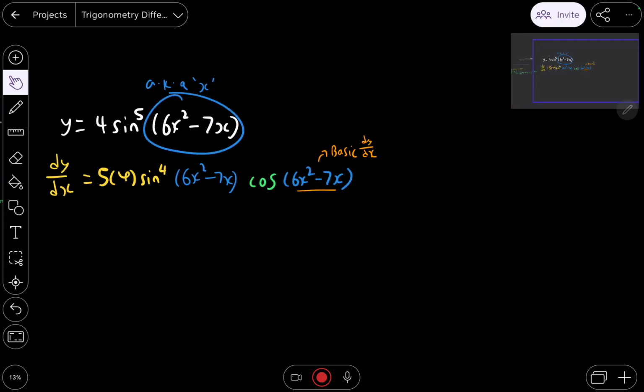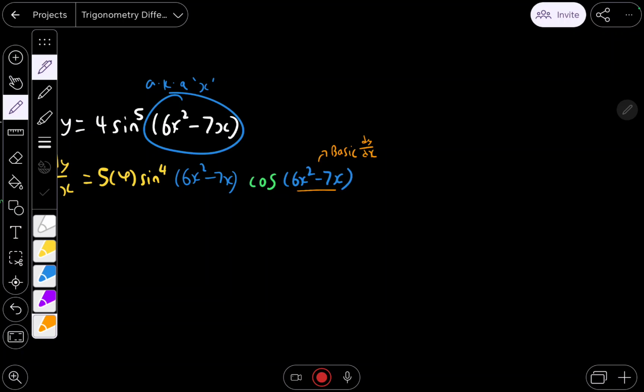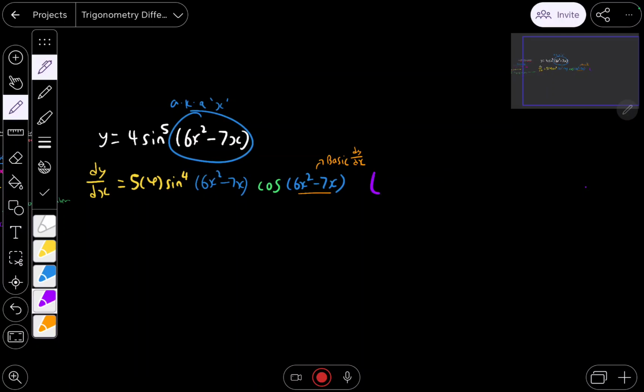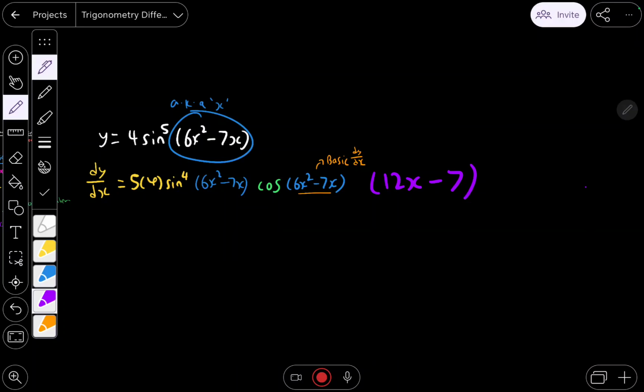Okay, so basic differentiation, so what do I get? I will get a, wait, what was my step? Purple, right? Okay, so it'll be 12x minus 7. Okay, so this is what I will write, yeah?